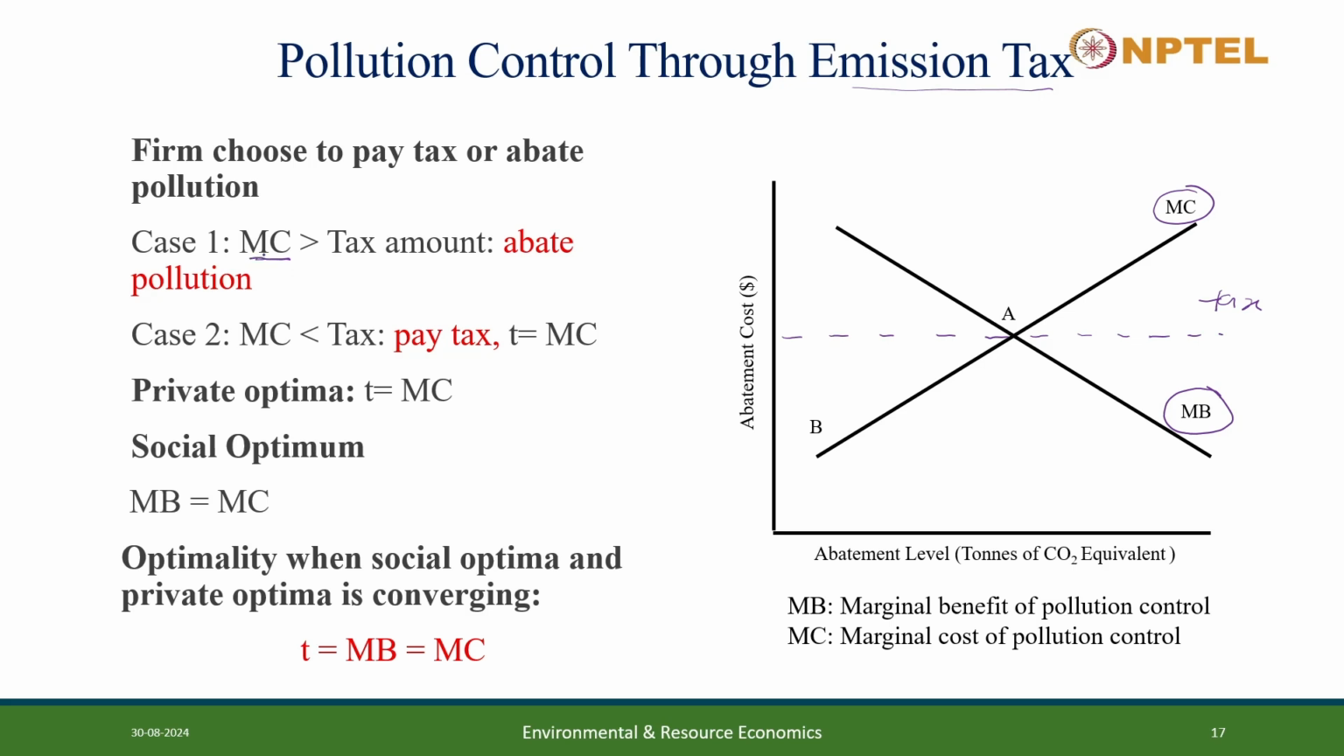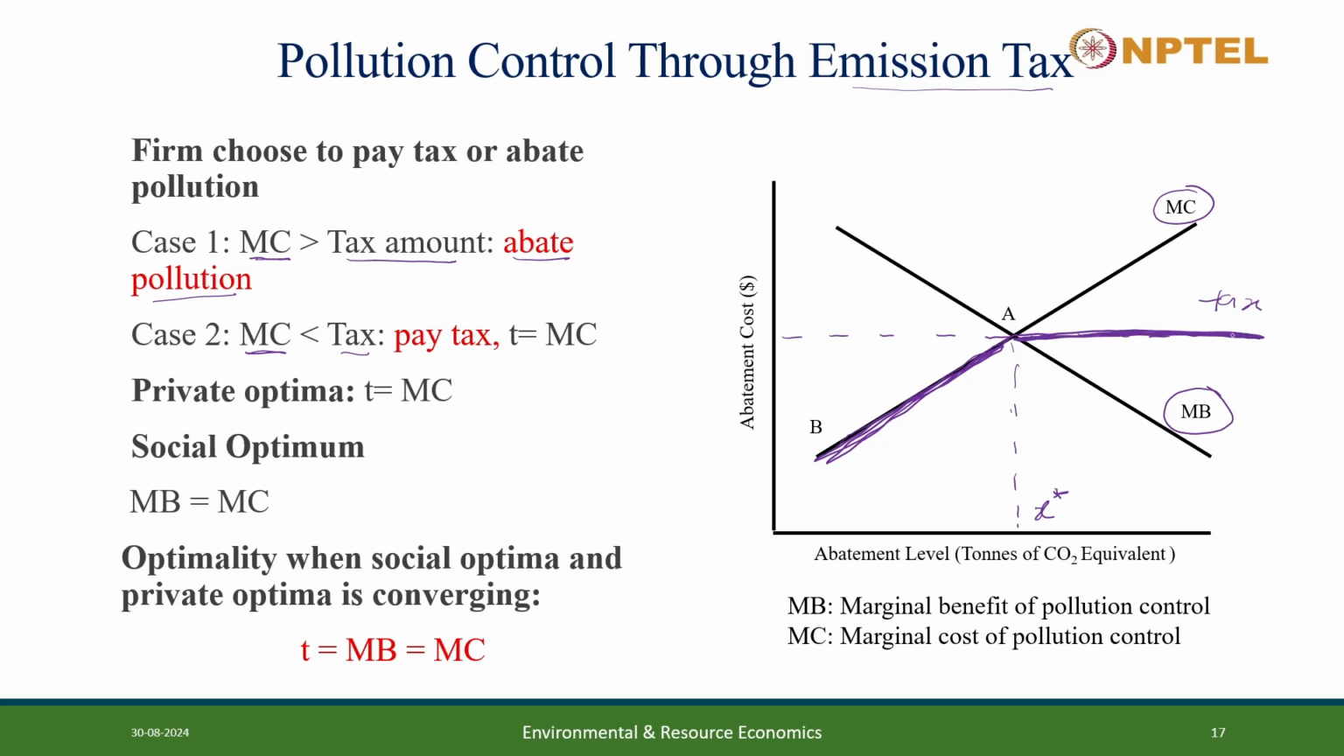When marginal cost of abatement is more than the tax amount, the firm will choose to abate pollution. However, when marginal cost is less than the tax amount, the firm will choose to pay tax. So, till X star, the firm will choose to abate emissions. So, this curve will be the one. After that, the firm will choose to pay tax.